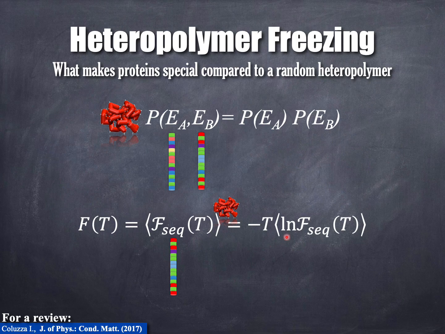We start by assuming that for each given conformation, the energies of the sequence are uncorrelated with each other. That is to say that the probability of having energies EA and EB on a protein is equal to the product of the probabilities of having the energy EA and the energy EB independently. Hence, the free energy of a heteropolymer is the free energy per sequence averaged over all possible conformations.